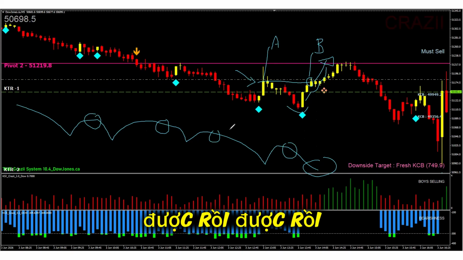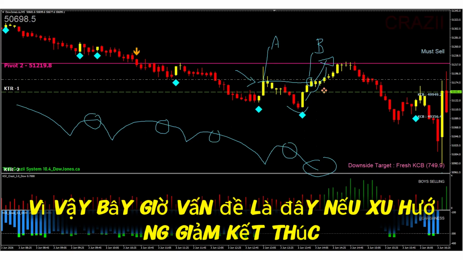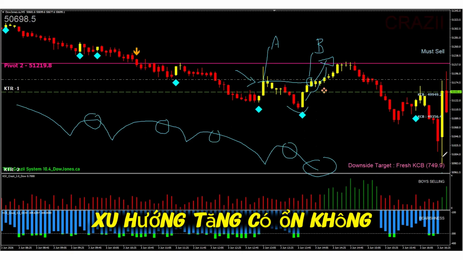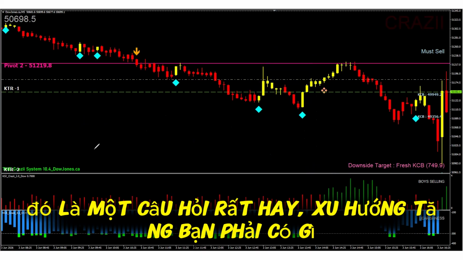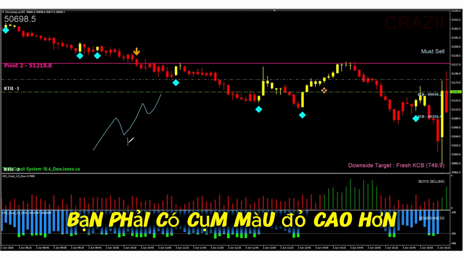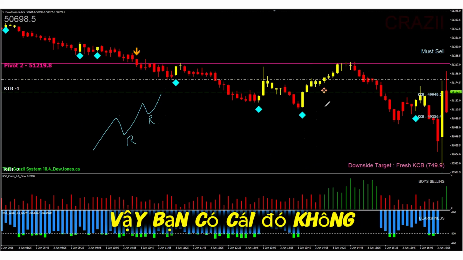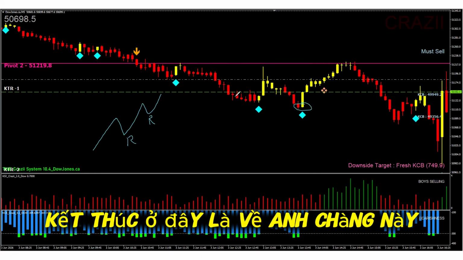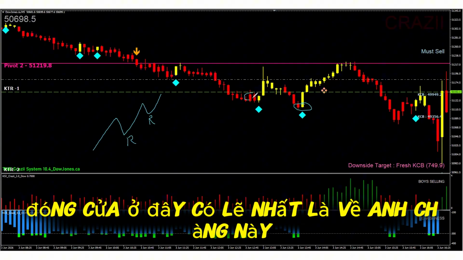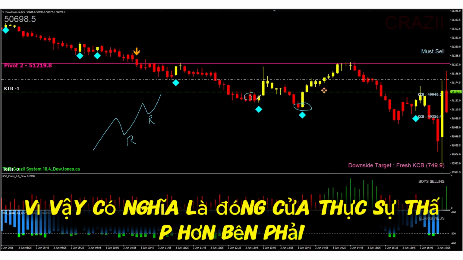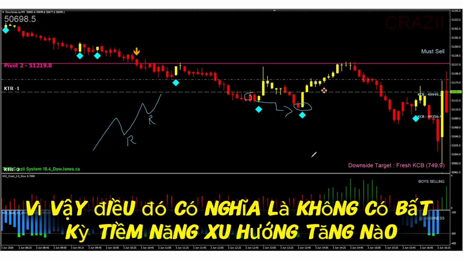Now the thing is this: if the downtrend is over, an uptrend is coming in. That's a very good question. For an uptrend, what must you have? You must have the red cluster getting higher. Do you have that? No, the closing here is on this guy, the closing here most probably on this guy. So the closing is actually lower, which means there isn't any uptrend potential.